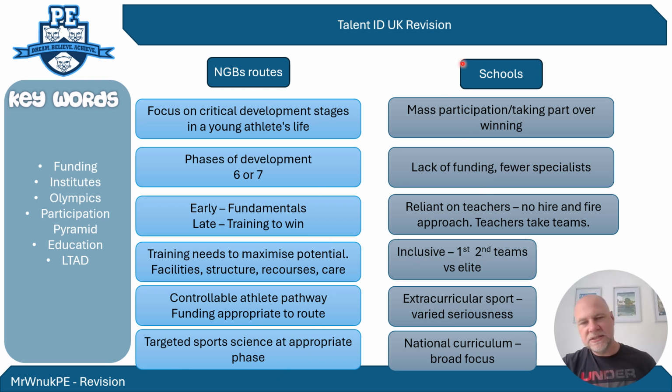Now, the other side of it is the schools' approach to talent identification, and what's quite different with England compared to Australia and East Germany in the 1970s is that at school level we really focus on mass participation, taking part rather than winning. That's probably just the approach that UK schools have. It's about mass participation, building up the foundation part of the pyramid, rather than the elite level and focusing on the best performers.